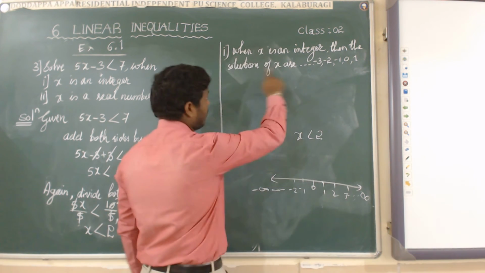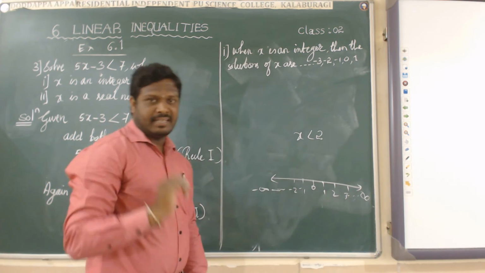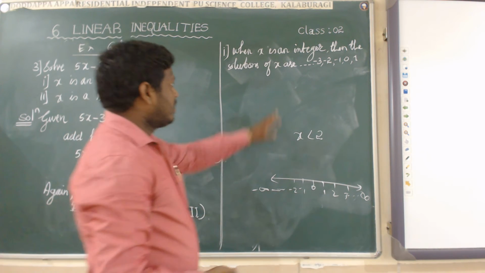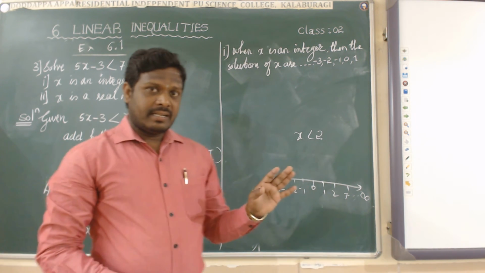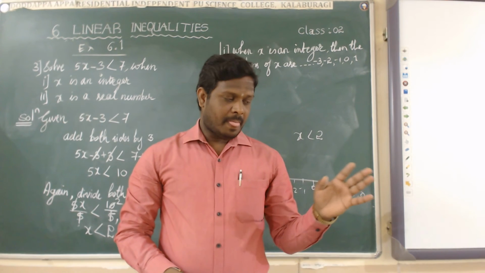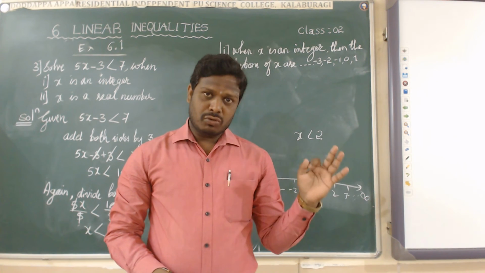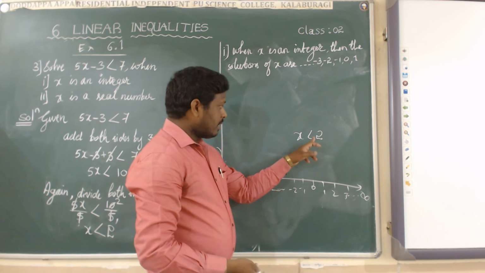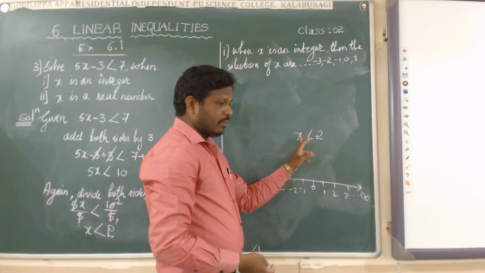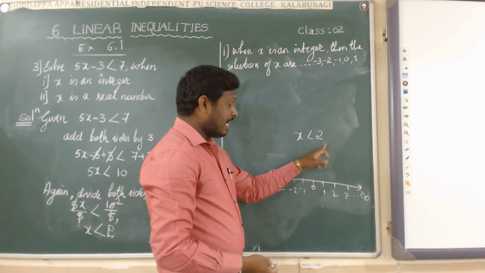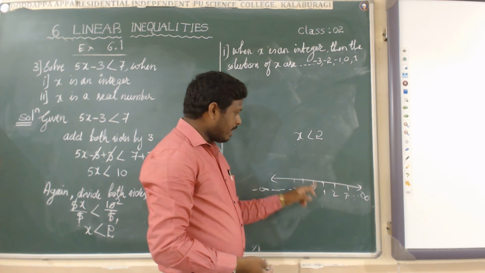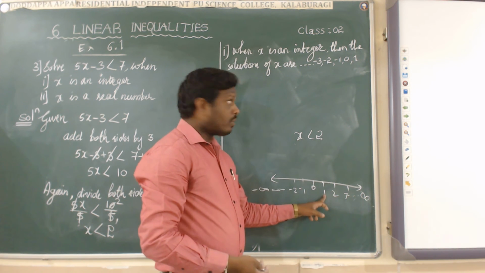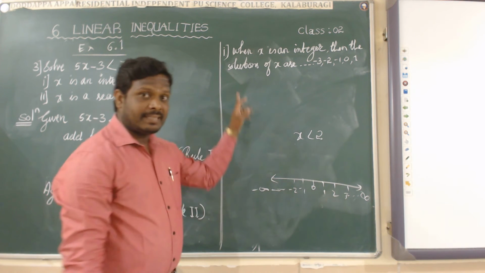Now I am writing the values of x here when x is an integer. The set of integers has negative values, zero and positive values. So less than 2, the values of x are less than 2 here. That's why up to positive 1 will be coming, the value of x when x is an integer.